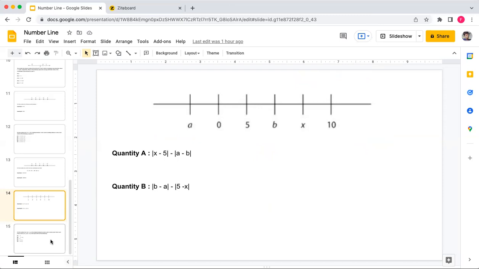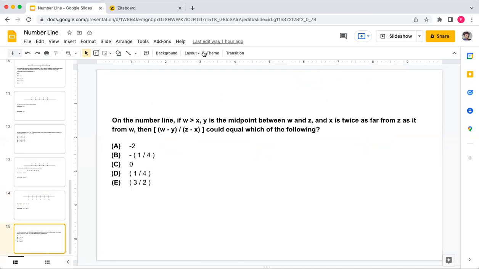Now just the last question, and a very tricky question. Just solve this question. If you're able to solve this question right, you are very much comfortable with this number line concept. Just quickly solve this question now.